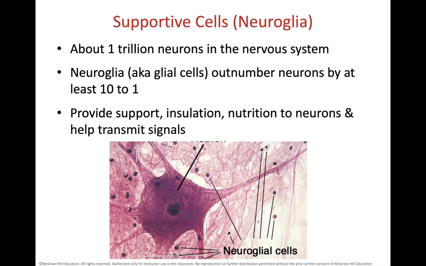In total, there's about 1 trillion neurons in a person's nervous system. The glial cells outnumber those neurons by 10 to 1. So there's 10 trillion neuroglial cells in the nervous system. That's a lot of cells. So they are really important, even though they're tiny. I'll talk more about them on Friday.